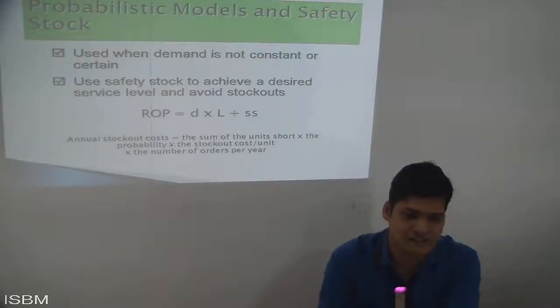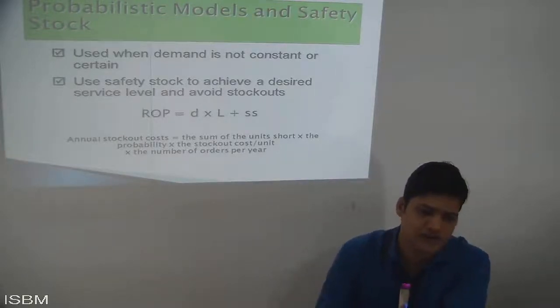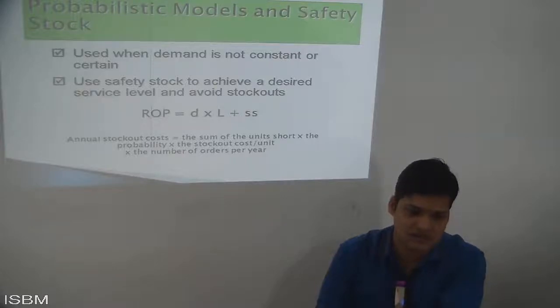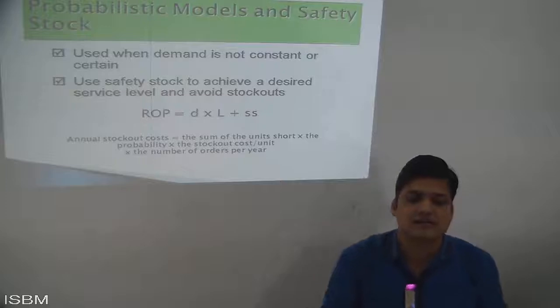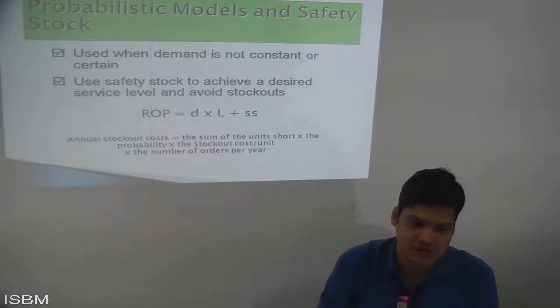Probabilistic model and safety stock. Used when demand is not constant or certain. Use safety stock to achieve a desired service level and avoid stockouts. So ROP, which is nothing but reorder point, is D times L.